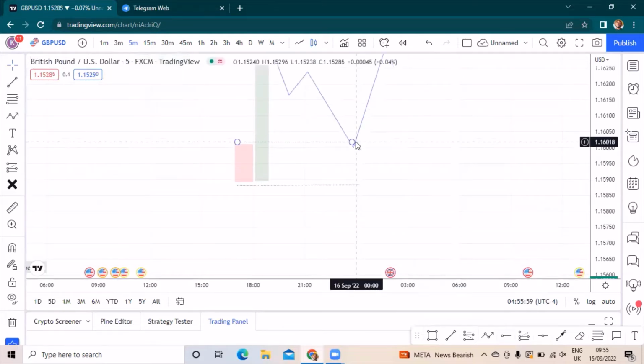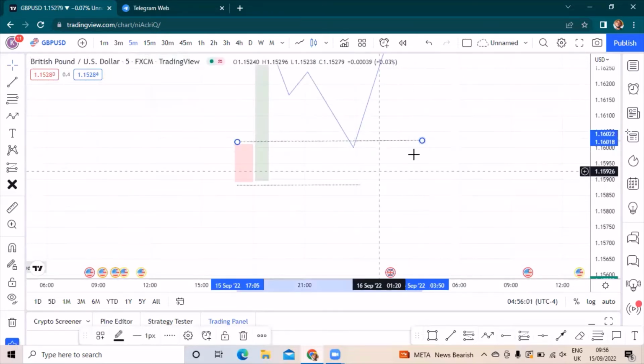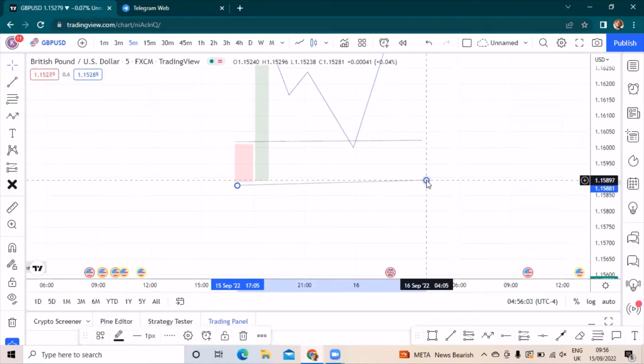Now, what are breaker blocks? This is the order block idea, but what are breaker blocks?